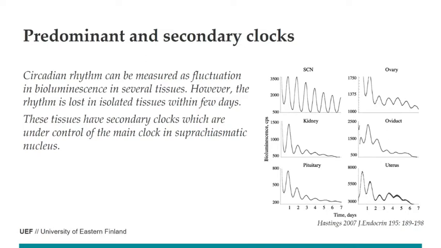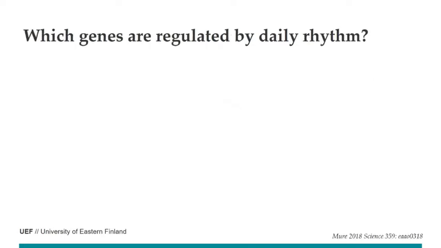And that means it's understandable that we have so many different physiological phenomena that are regulated by the daily rhythm. So we have higher pressure in the circulation at a certain time of the day. We release urea at a certain time of the day, and hormones are released at certain times of the day, etc. But which genes are regulated?